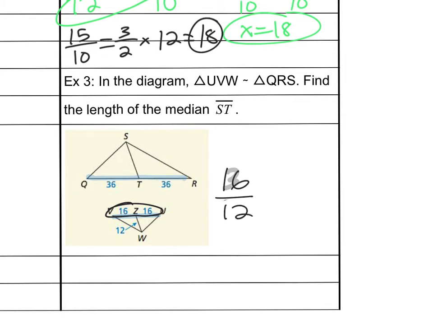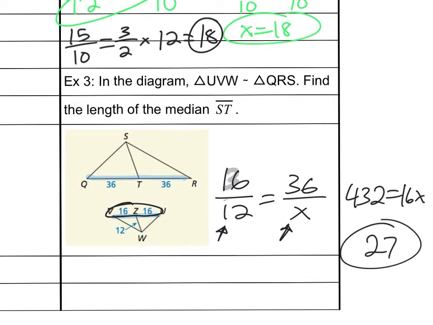So this is the half of the base, which is going to be equal to 36 over x. So 12 represents the median. X represents the median we don't know. And now we can go ahead and cross multiply and divide. So 36 times 12 equals 432, which is equal to 16x, and then divide both sides by 16, and we're left with 27.